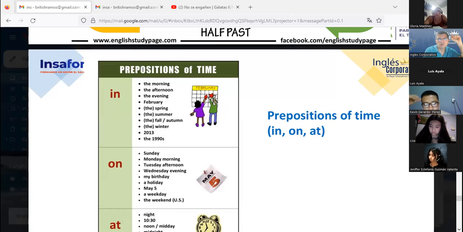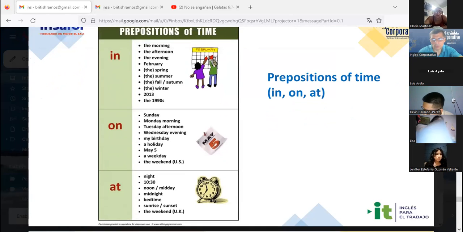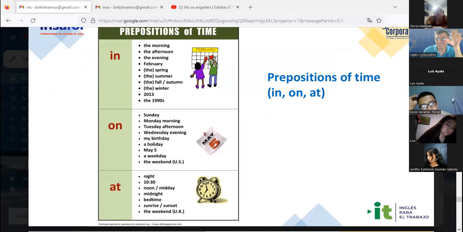Well, when do we use on? On when you have days. On Sunday, on Monday, on Tuesday. On Monday morning, on Tuesday evening, on Tuesday afternoon, on Wednesday evening.